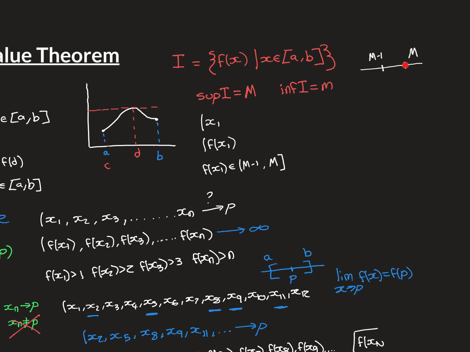So it's bigger than m-1. It could be m itself, but it's something inside there. So that's how we'll choose our first term. Let's now move on to our second term.